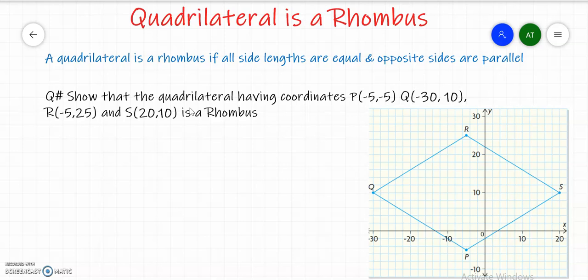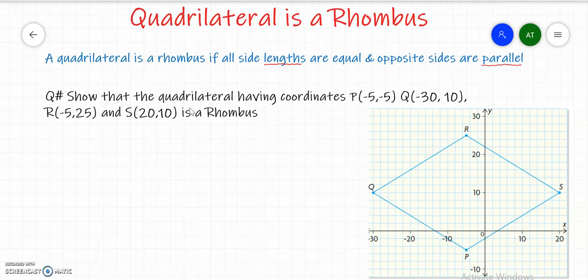So a quadrilateral is a rhombus if all the side lengths are equal and the opposite sides are parallel. To check that the quadrilateral is a rhombus, we need to do two steps. In the first step, you have to find all the side lengths, and they must be the same. And we need to find the slopes of opposite sides, and they must be equal. Okay, let's do an example.